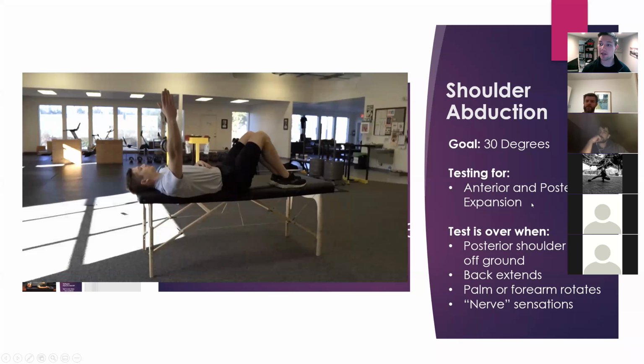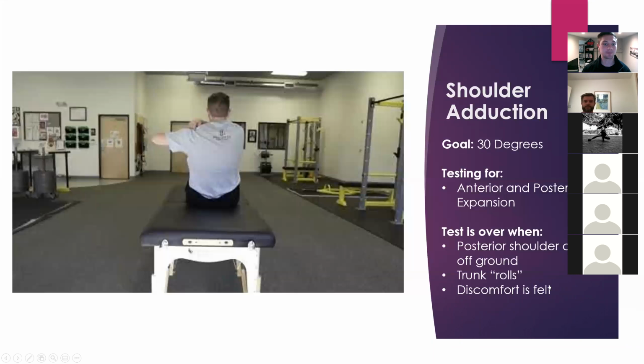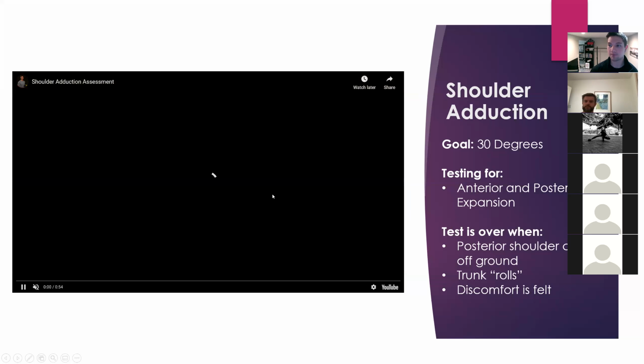But you can use the other assessments to cross-reference and understand where that limitation is really coming from. And I already hit that. Shoulder adduction is testing for upper rib cage expansion, anterior to posterior, T2 through 4, for very similar reasons as why the abduction is both anterior and posterior, just different muscle fibers. So 30 degrees is the goal here.